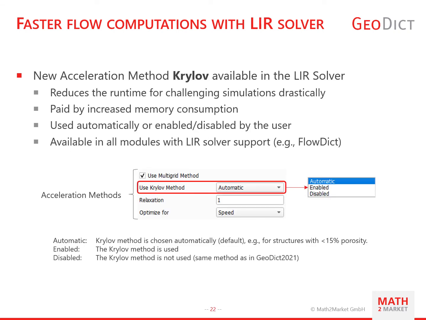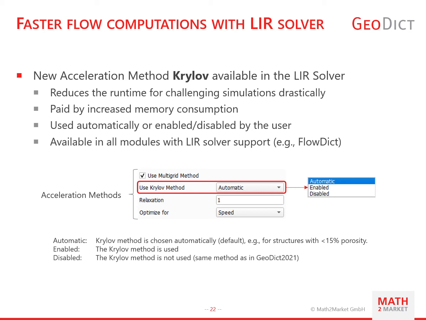In the Solver Parameter tab in GeoDict 2022, there's an additional speedup option called Krylov method, which is available in FlowDict, SatuDict, FilterDict, and in other prediction modules too. This method was originally implemented for the battery Lear solver, but is now also available in the Flow solver too. Here, the biconjugate gradient stabilized method is used under the hood. This method can reduce the runtime for challenging simulations very drastically, but this is paid by an increased memory consumption.